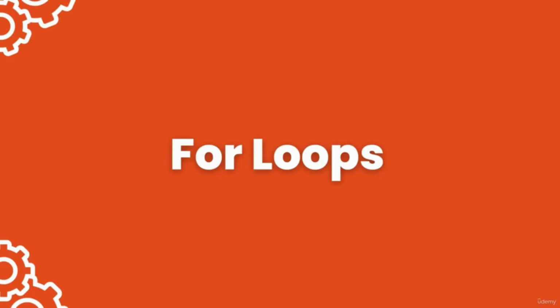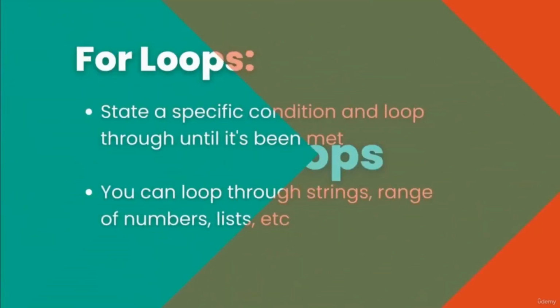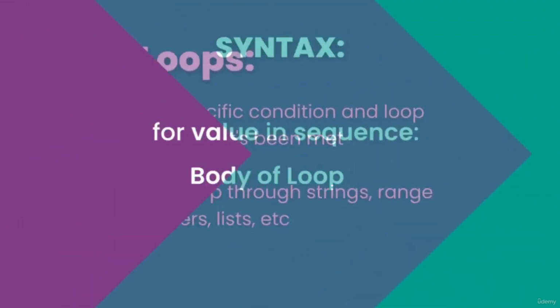Now we're going to learn about the last topic of this course, loops. In this course, we're going to learn about the for loop. Loops are exactly what they sound like. You state a specific condition for which you want Python to keep looping through until it has been met. You can loop through a string, a range of numbers, and even a list using a for loop. We haven't learned about lists, so we're not going to worry about that. But we are going to learn about how to loop through strings and a range of numbers.